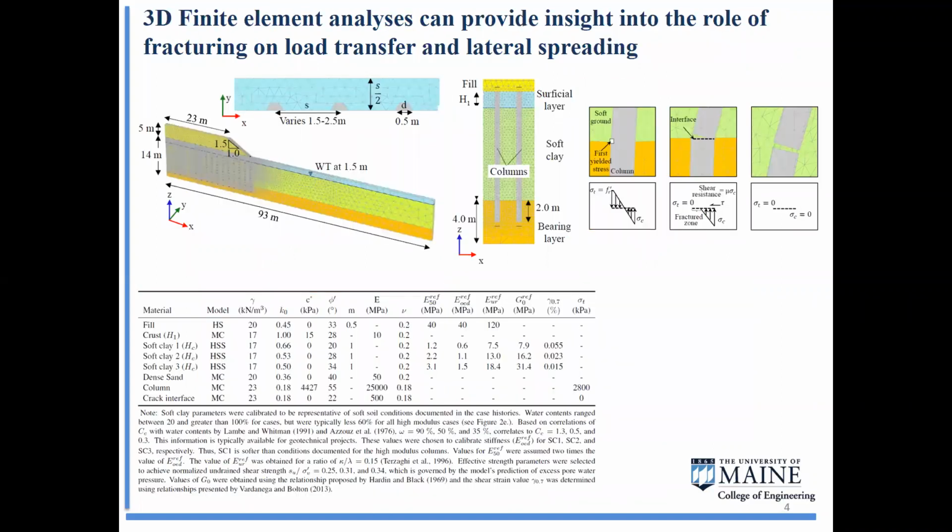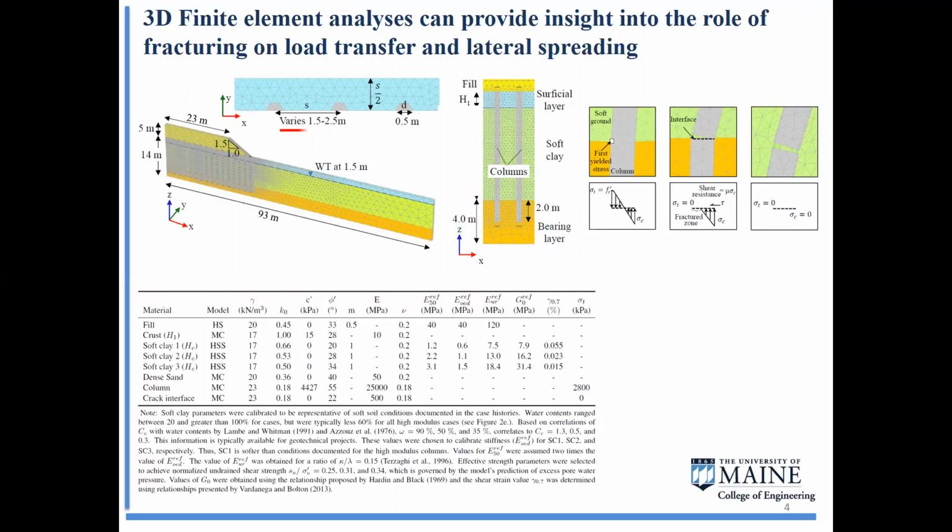So to further address this issue, what we did was we performed 3D finite element analysis, which can provide insight into the role of column fracturing, among other things, on vertical load transfer and lateral spreading. So below, I'm showing the half-cell geometry of a column-supported embankment that we considered in our models, where the elements are embedded in a competent bearing layer, which is overlain by a soft clay and a superficial layer of stiffer, over-consolidated clay. This particular phase of the study was intended to investigate three things.